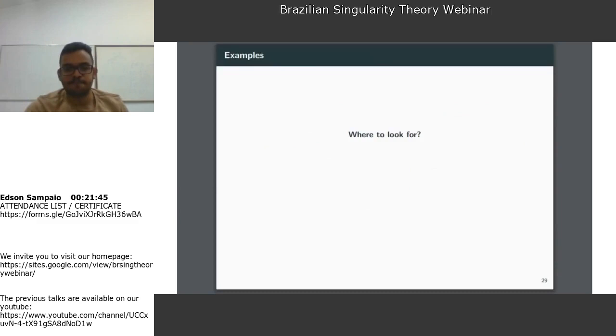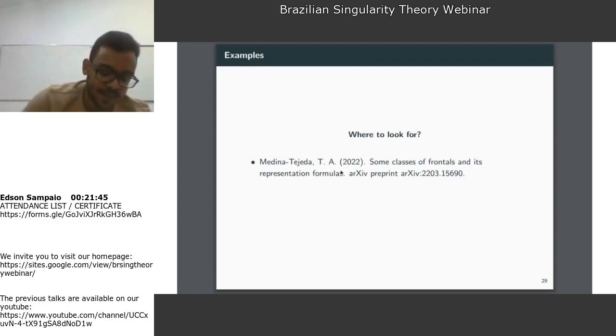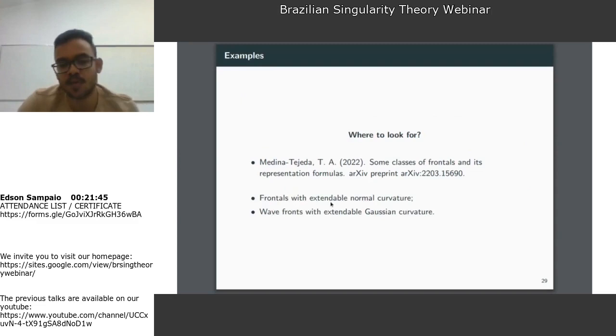then we need to find examples, and the first question appears: where to look for examples? And this was actually the important problem while we were doing this. And reading this paper by Medina Teixeira about some classes of frontals and their representation formulas, here we found two classes of frontals for which we could find a Blaschke vector field. The class of frontals with extendable normal curvature, and the class of wave fronts with extendable Gaussian curvature. So inside of these two classes, we could find examples.